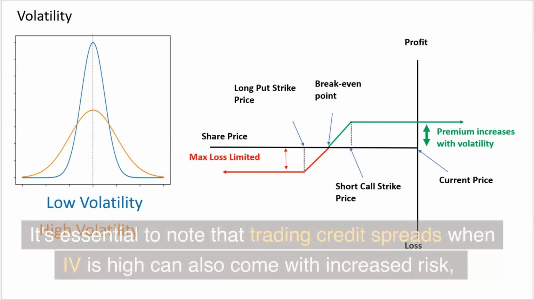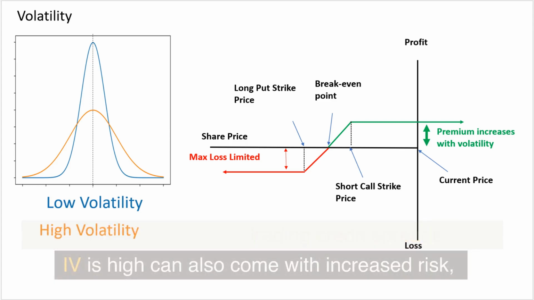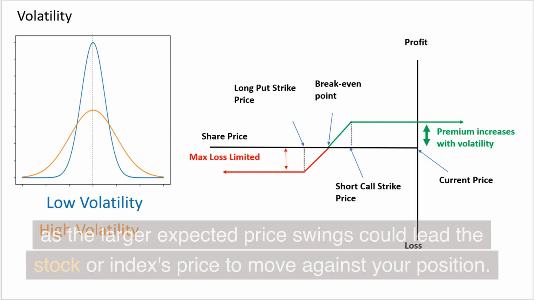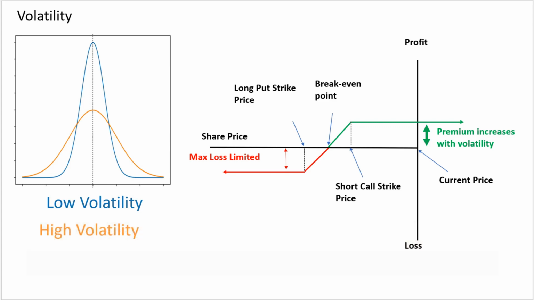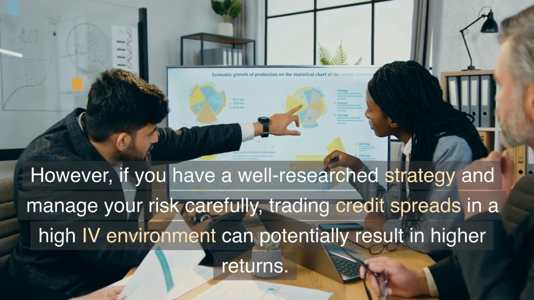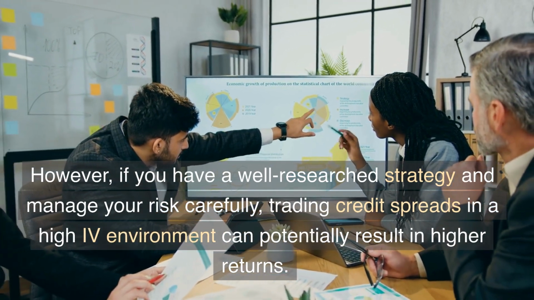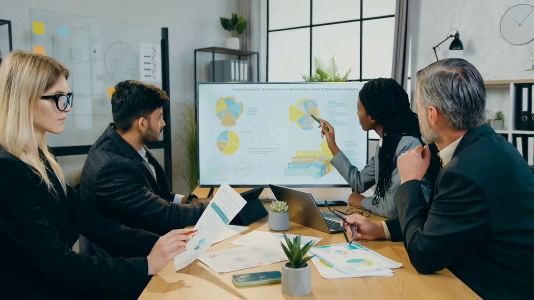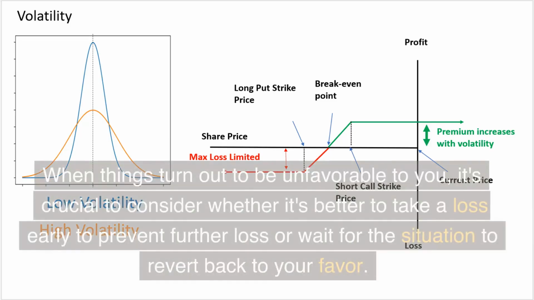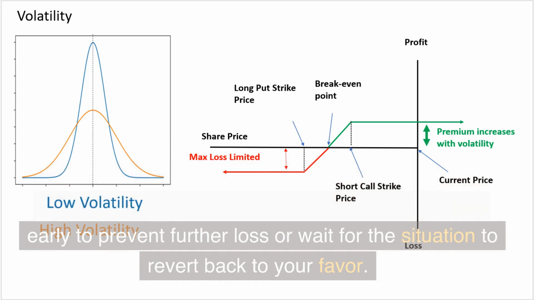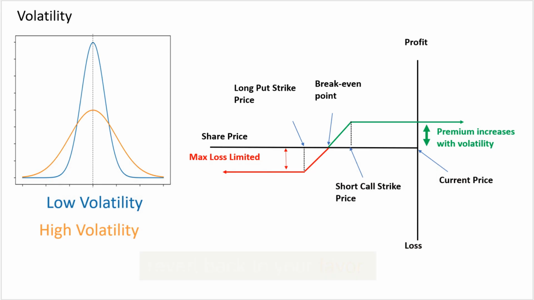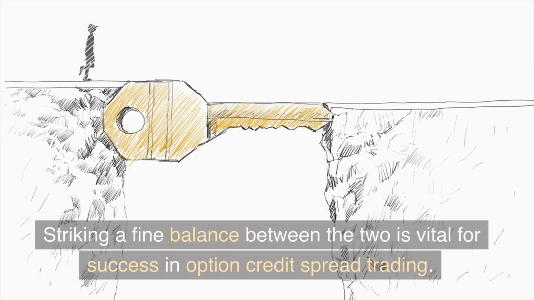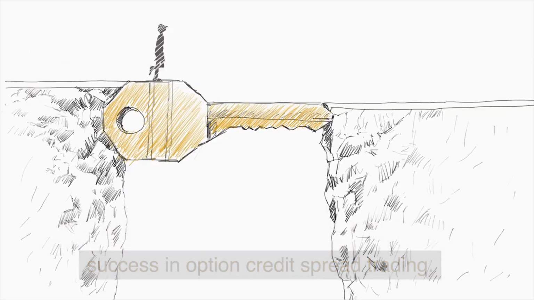It's essential to note that trading credit spreads when IV is high can also come with increased risk, as the larger expected price swings could lead the stock or index's price to move against your position. However, if you have a well-researched strategy and manage your risk carefully, trading credit spreads in a high IV environment can potentially result in higher returns. When things turn out to be unfavorable to you, it's crucial to consider whether it's better to take a loss early to prevent further loss or wait for the situation to revert back to your favor. Striking a fine balance between the two is vital for success in option credit spread trading.